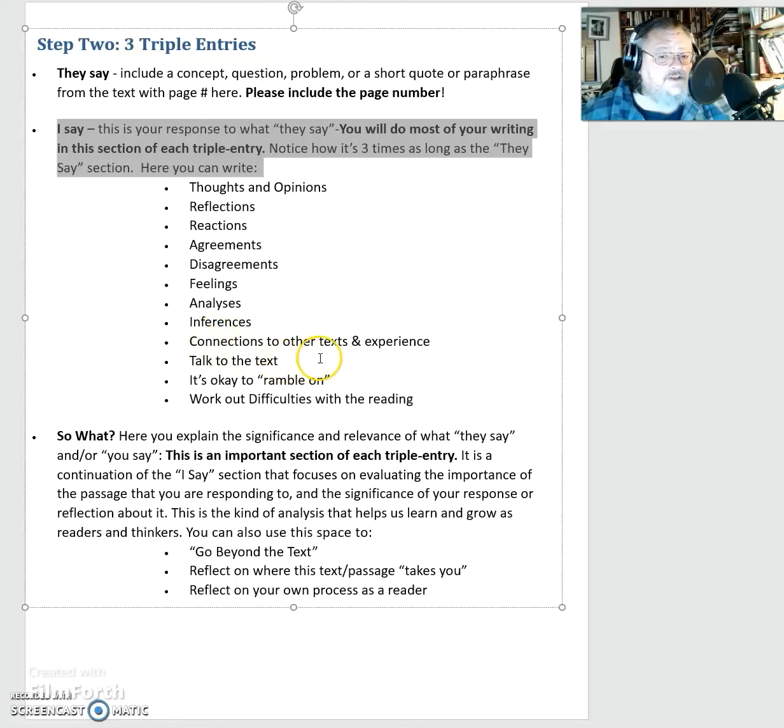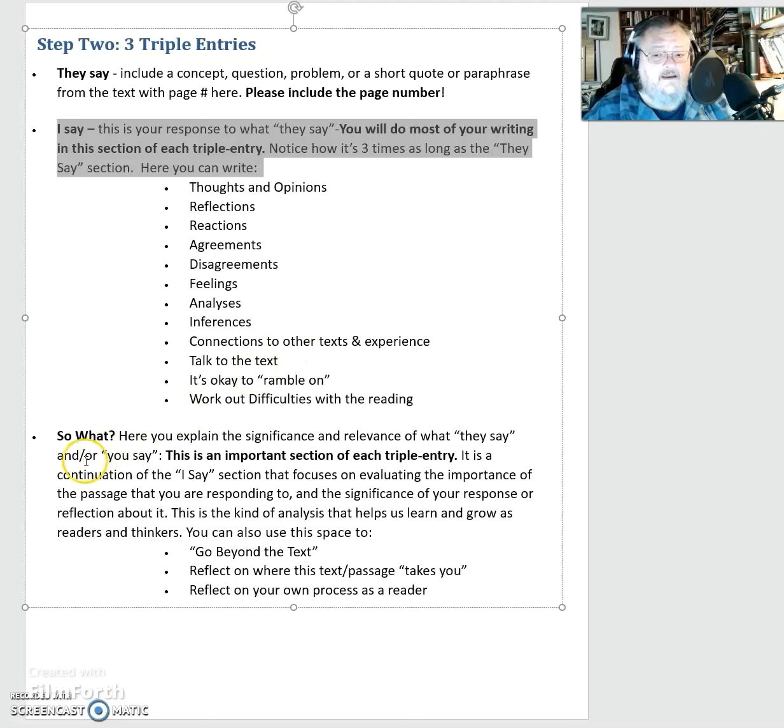You can also make connections to other texts. Intertextual connections between texts are very important because no text exists in a vacuum. Texts are usually referring to other texts or concepts. You can also, quote, talk, unquote, to the text. You can have a conversation with the text, and it's okay to ramble on. If you have difficulties with the text, this is a perfect place for you to indicate it.